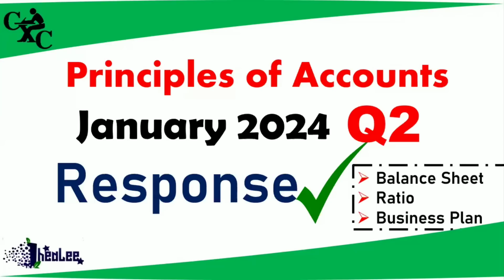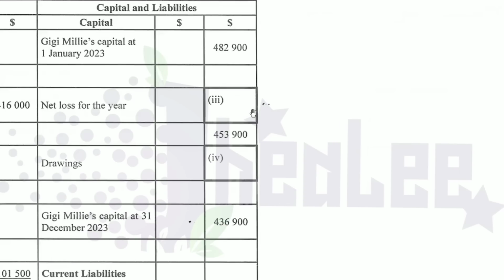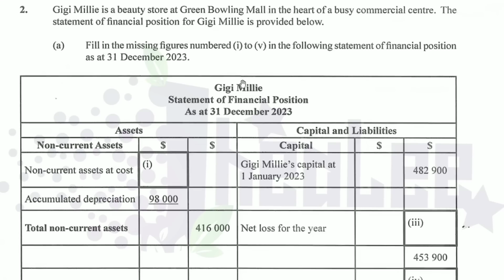Let's take a look at the question. And do remember, read your question first before you start working. Gigi Millie is a beauty store at Green Bowling Mall in the heart of a busy commercial center. The statement of financial position, which is the balance sheet for Gigi Millie, is provided below. You are required to fill in the missing figures numbered 1 to 5 in the following statement of financial position as at 31st of December 2023.